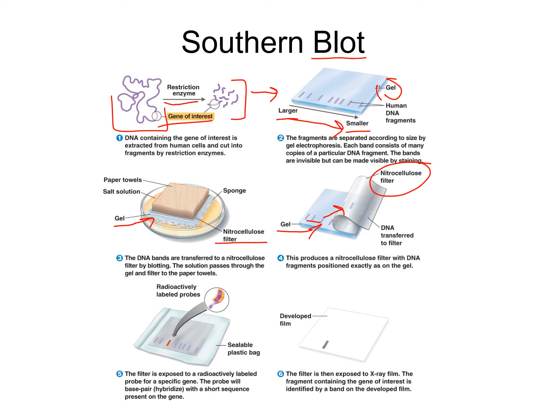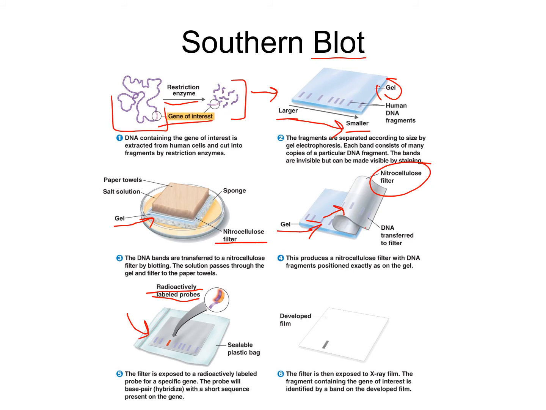Then they take this blot, so this is what they call the blot, and they put it literally into a Ziploc bag and they add a probe. And that probe is a sequence of DNA that is complementary to the gene of interest. So this probe is going to hybridize or bind to the gene of interest by complementary base pairing. So again, the labeled probe is complementary to the gene you're looking for. The other thing about the probe is that it has a signal. In this case, it could be radioactive or it could be fluorescent.